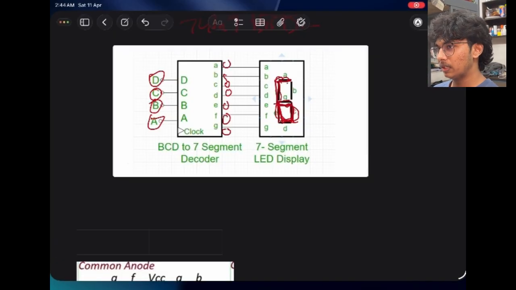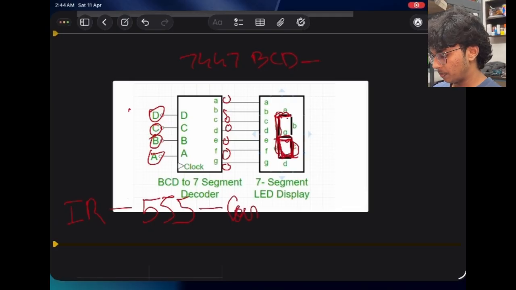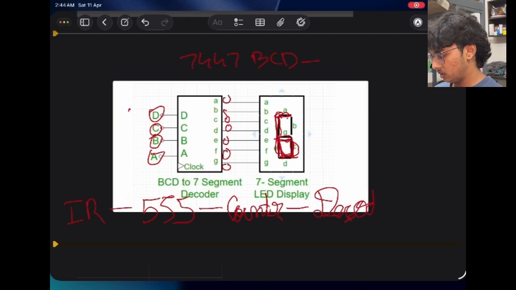Finally, the overall system follows this signal flow. The IR first receives the signal from the cars entering the parking system. Then it moves to the 555 timer IC to clean up the received signal. Then the 555 IC sends a signal to the counter, which counts up the incoming car. Then the counter sends it to the decoder, which decodes the binary equivalent, and finally it's displayed on the 7-segment display.